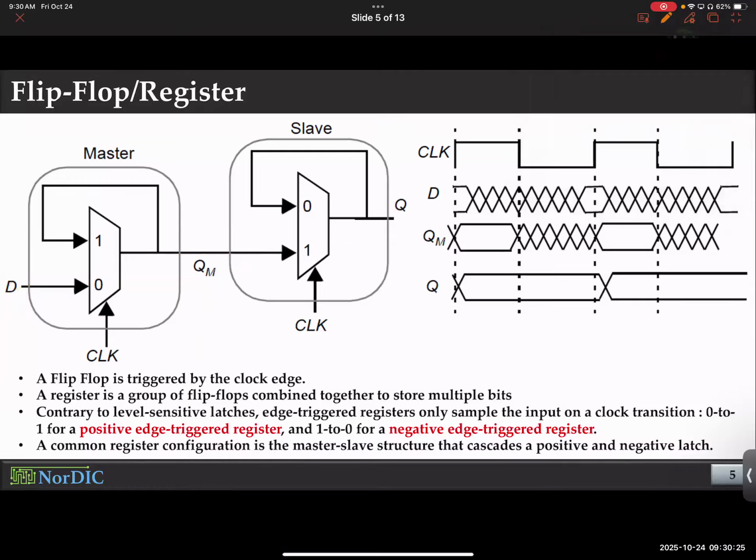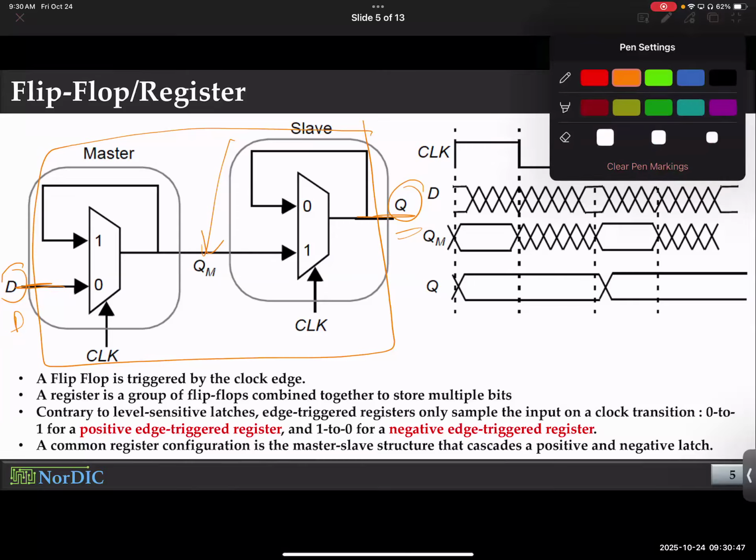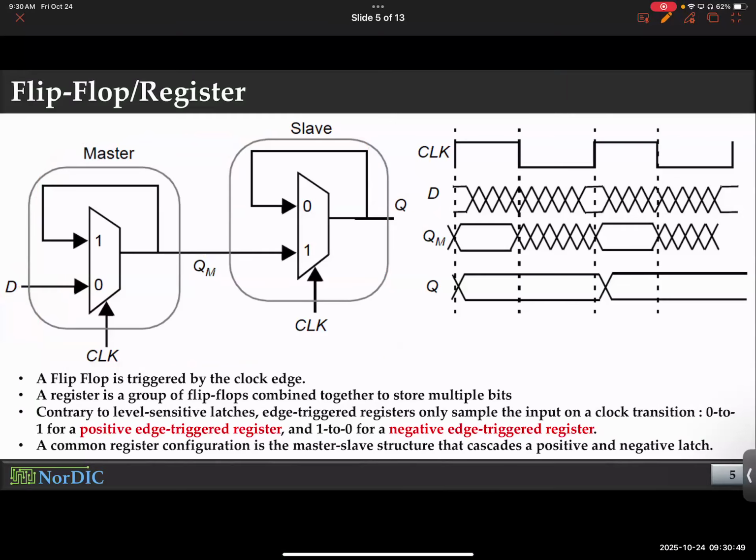When you think of it like a black box, you have one input, which is data D, and one output, which is output Q. Essentially, you don't care about this intermediate output or input, whatever you want to call it, because you don't have any control over it directly. It changes by the dynamics of the circuit and the interaction of these two latches. Let's see how that happens.